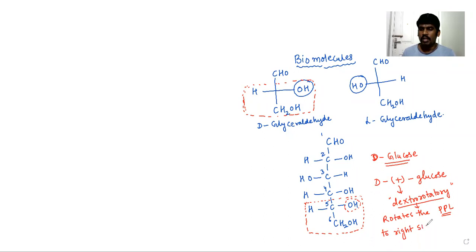If a compound rotates the PPL to the left side, it is called levorotatory. If it rotates to the right side, it is said to be dextrorotatory. Glucose is an example of a dextrorotatory compound. That's why glucose is also called dextrose. We indicate this with the sign plus. Plus indicates dextrorotatory. Capital D indicates relative configuration in comparison to glyceraldehyde. Hope it is clear.